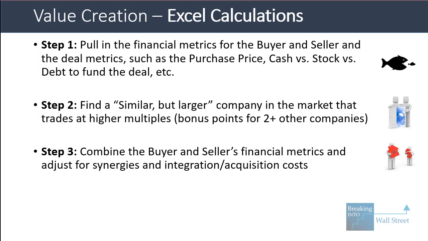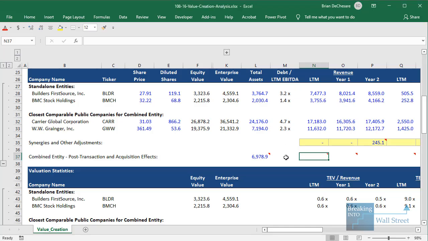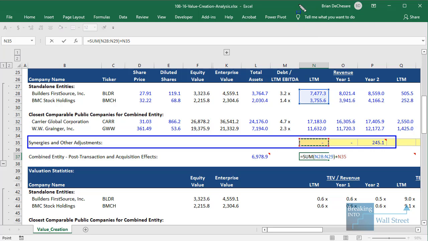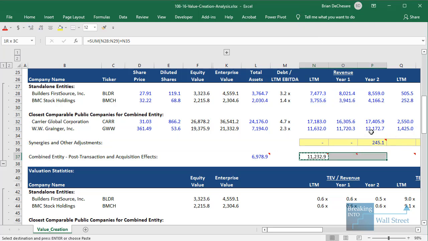The next step here is to combine the buyer and seller's financial metrics and adjust for synergies and acquisition and integration costs. So this is pretty simple. For the revenue, we are just going to add up the revenue from both these companies on a historical and projected basis, and then we'll factor in the synergies and other adjustments. These come from a separate schedule that we've already calculated elsewhere. And you can see we do get some revenue synergies in the second projected year here after the deal closes.